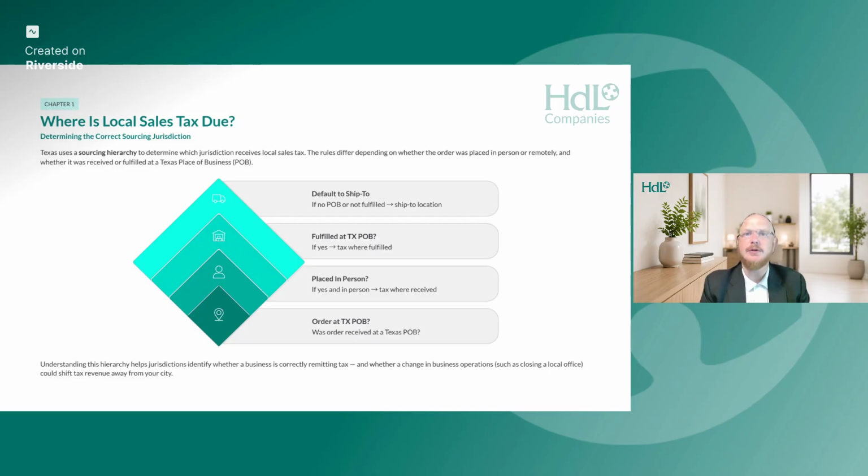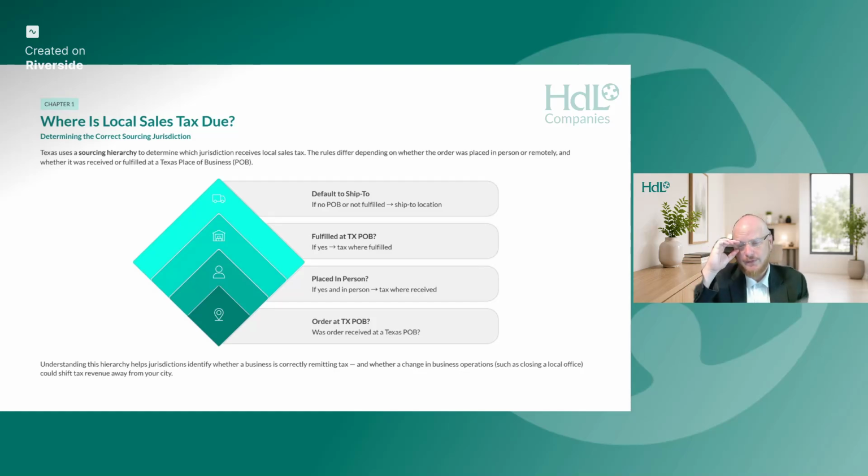Pretty simple transaction. Again, we're talking about retail or restaurants, other things like that. But if those answers are not yes, we have to keep working our way through this graphic. So let's go back and say this order was not received at a Texas place of business, or perhaps it was, but it was not placed in person. Then we have to go up to the next question, which is, where was that order fulfilled? And was that fulfillment location actually a different place of business? If the answer to that question is yes, then that tax may be due at the location where the order was fulfilled, not received.